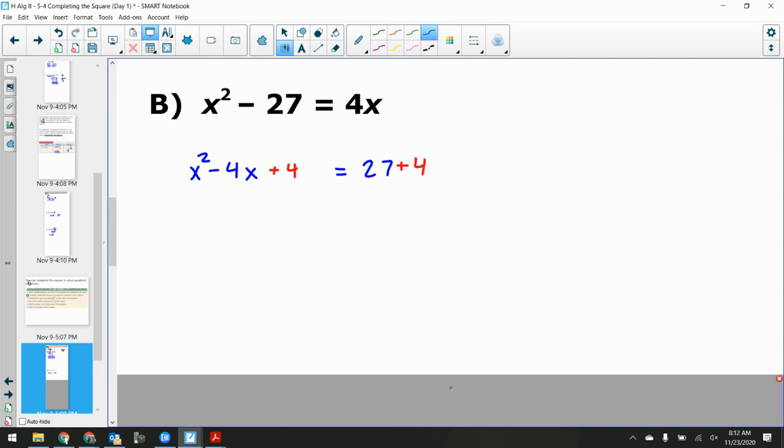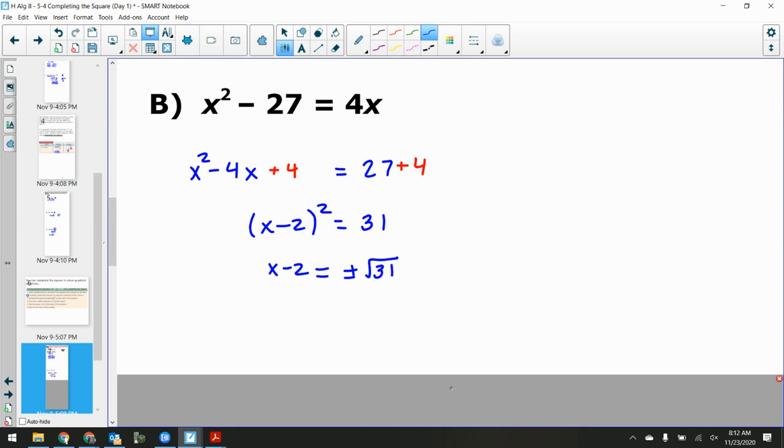Now, in this case, this factors into x minus 2 squared is equal to 31. I knew that that was going to turn into b over 2. I can see it right there because the factors of 4 that had to get to negative 4, negative 2, negative 2. But I didn't need to know that. It's always going to turn into b over 2. Negative 4 over 2 is negative 2. So now I square root both sides. Now this one is not a perfect square.